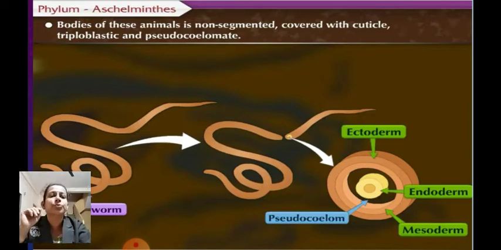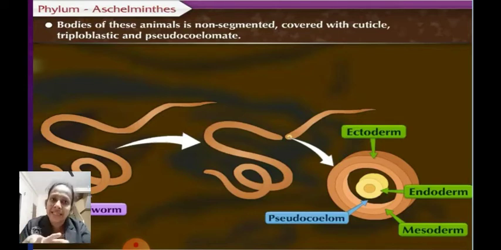Now what is the cuticle? Cuticle actually is a shiny or waxy coating. Okay, it is a waxy coating, and since it is a waxy coating, it has a shine. So all these worms are very shiny in nature. Why? Because they have the presence of a cuticle above their skin, which makes them shiny.